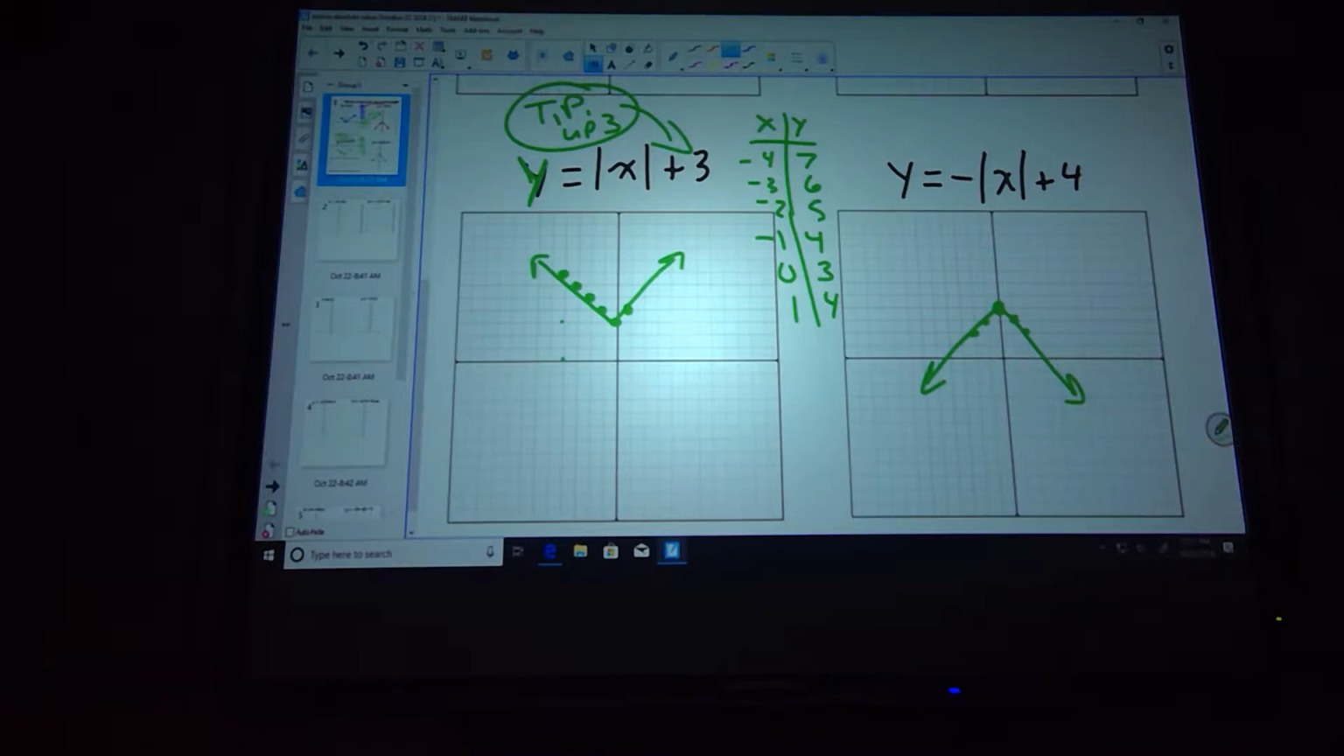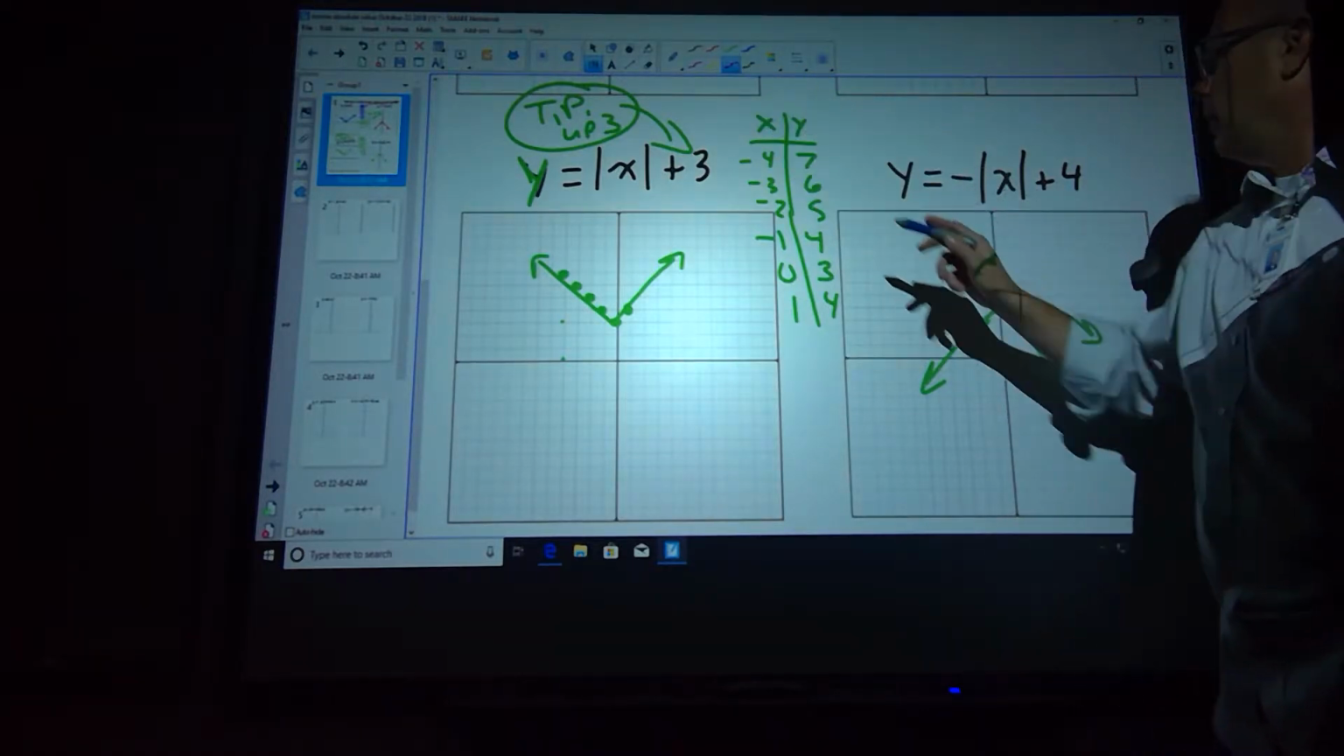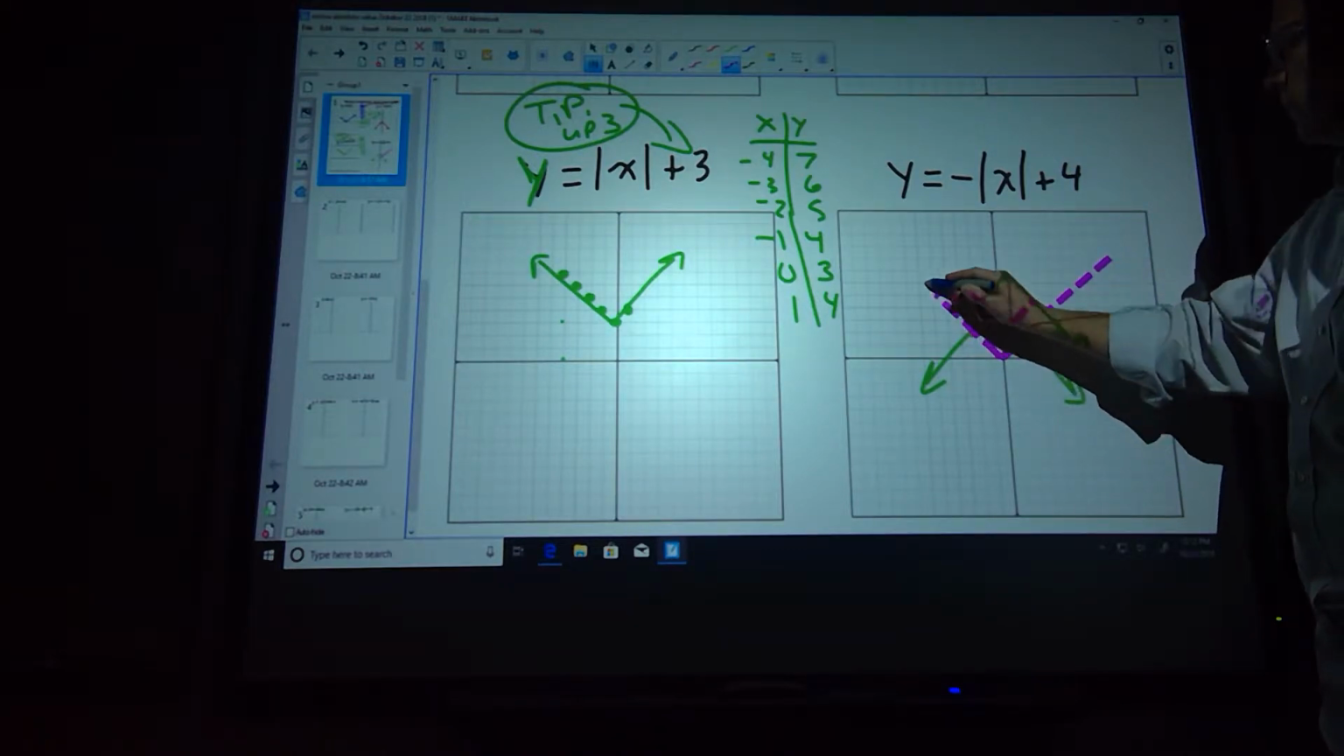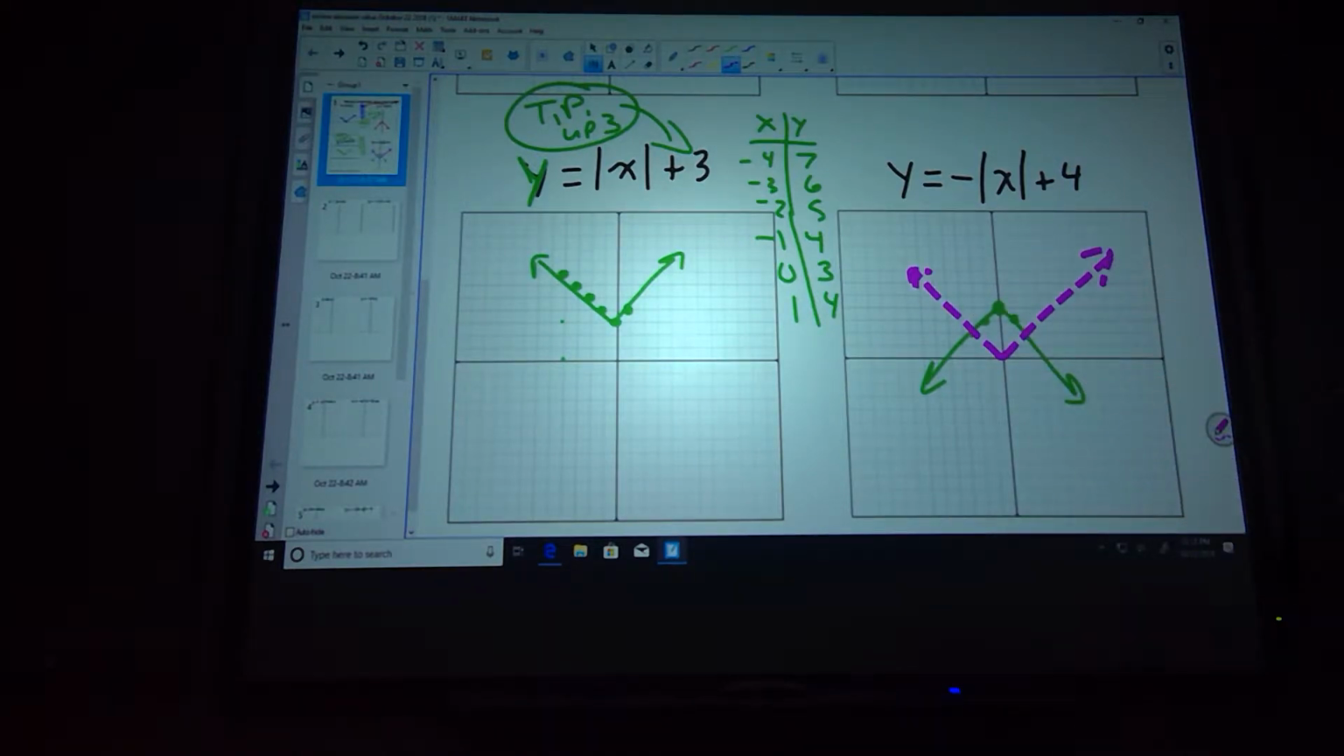So use your verbiage to say how does this look different than the parent function? And I'll just draw the parent function up there right now. The parent function is going to look like this. So what's the difference between the pink and the green other than the color?